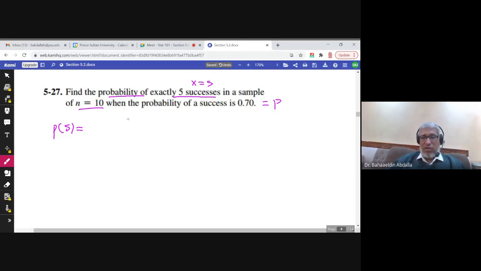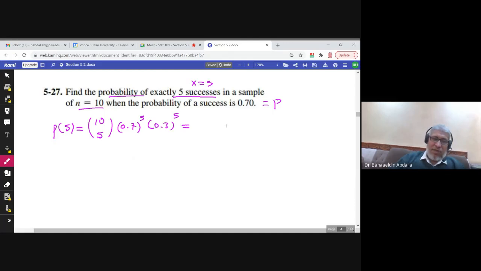By the definition, this is a binomial experiment. So n is 10, cx, which is 5, times 0.7, which is the probability of success, to the power 5, times 1 minus 0.7, probability of failure, which is 0.3, to the power 10 minus 5, which is 5, and please use the calculator and find the answer.